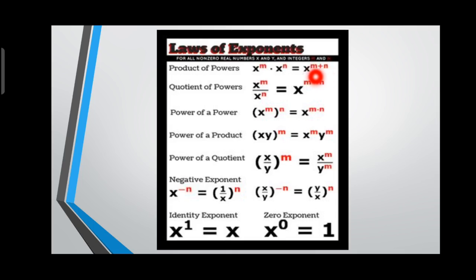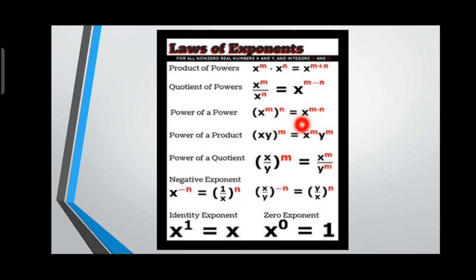Am I clear, children? Next, coming to the next law, x to the power of m by x to the power of n. It looks like division. If it is division, we subtract the powers, which is x raised to the power of m minus n. The next law will be x to the power of m whole to the power of n. We multiply both powers, which is x raised to the power of m into n.